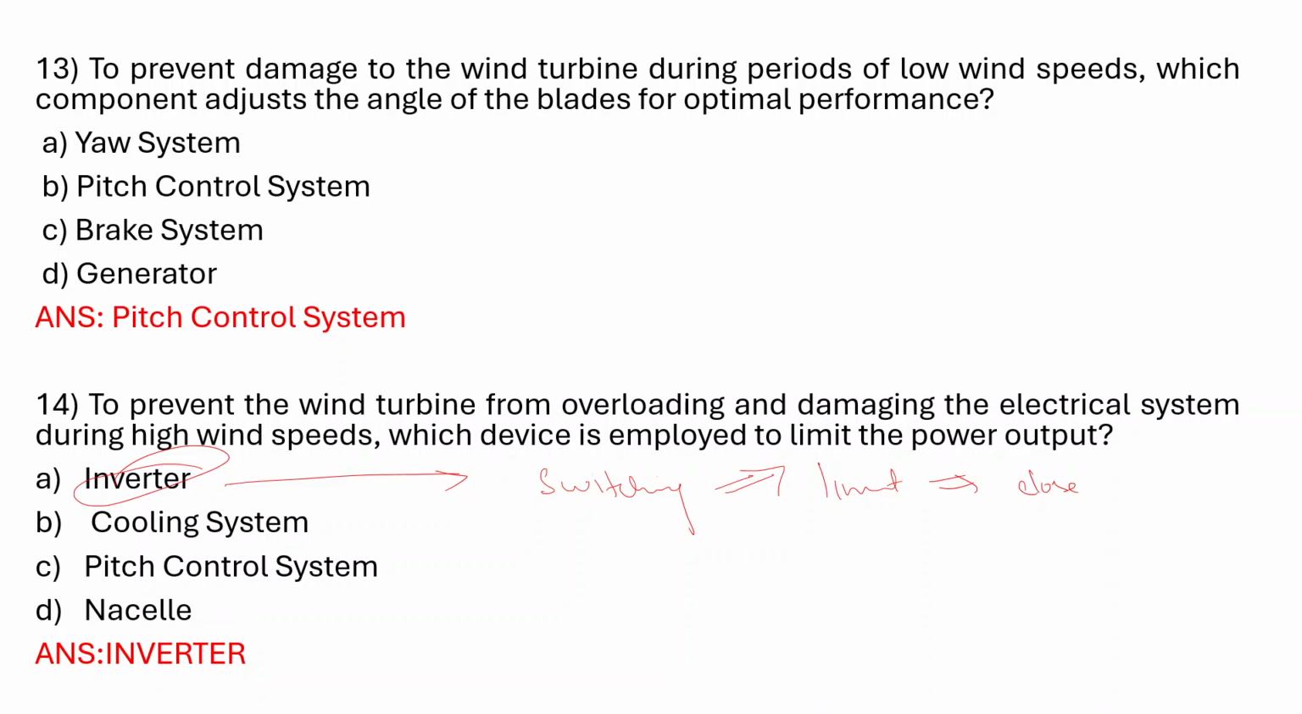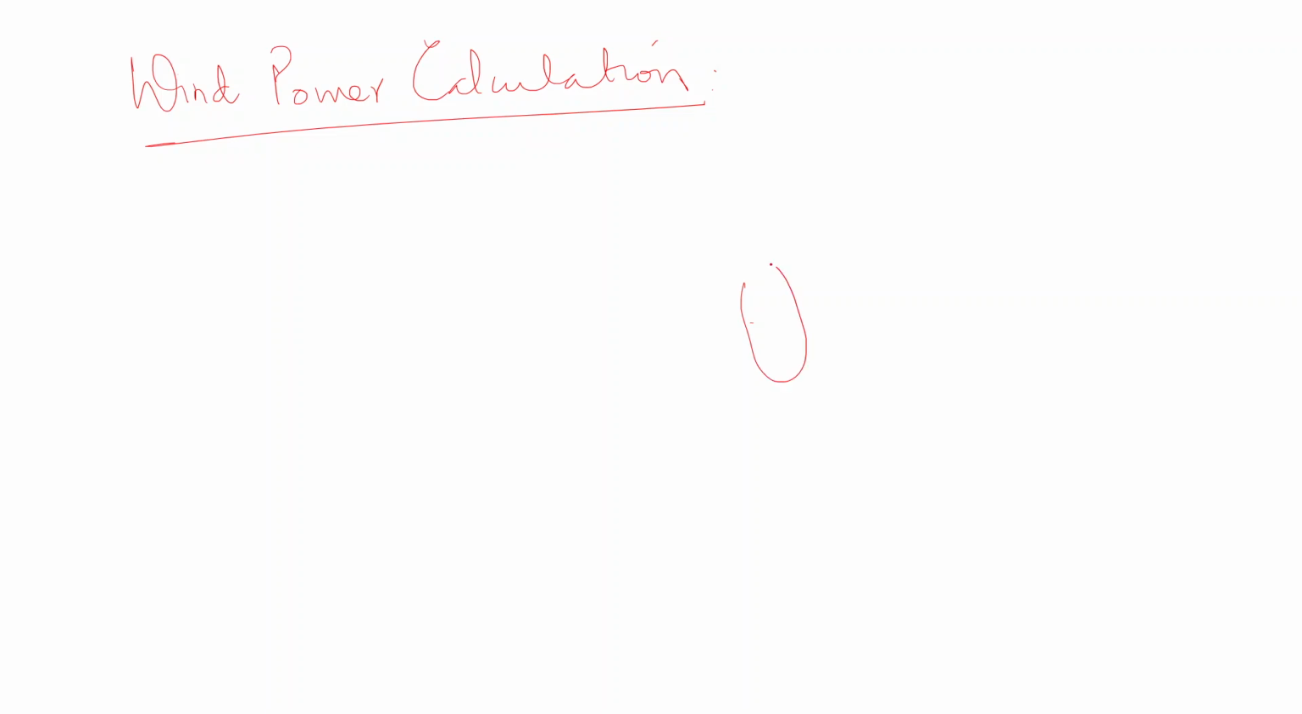Now, wind power calculation. This is the most important thing. I will derive the equation of wind power calculation. So, what happened here is this. This is the swept area of the turbine blades.